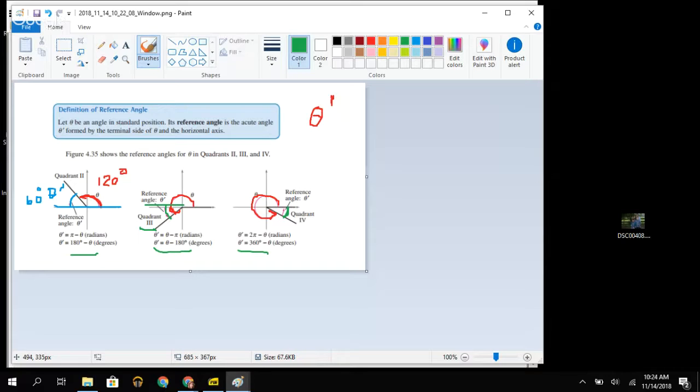Hooray! Did you say word problems? Yeah, so a reference angle just basically takes you back to where you're at.